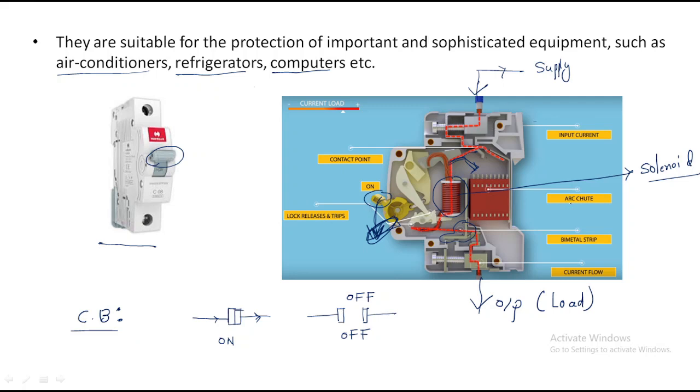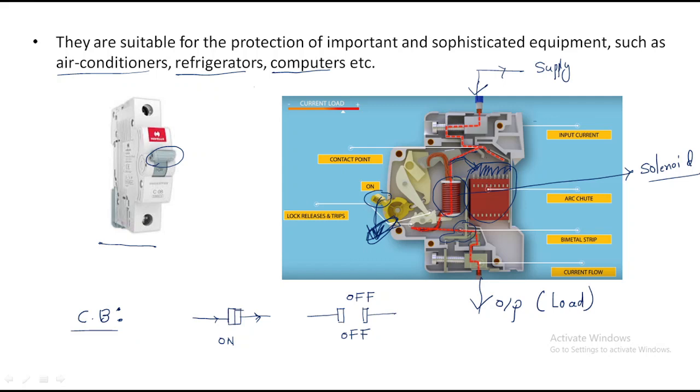And we are missing this point, the arc chute. The arc chute is an area to extinguish the arc. Whenever two contacts open, an arc will be formed. This arc will be extinguished in this area. This is called the arc chute. This is the contact point. Whenever it is on, this will be combined. Whenever it is off, this will be open. Okay, this is the on switch and off switch.